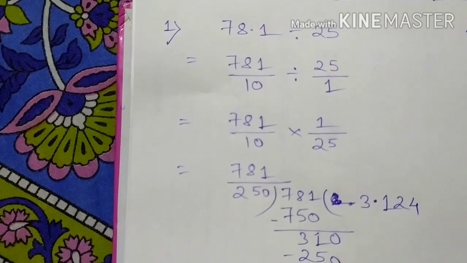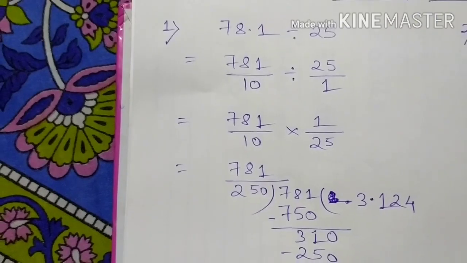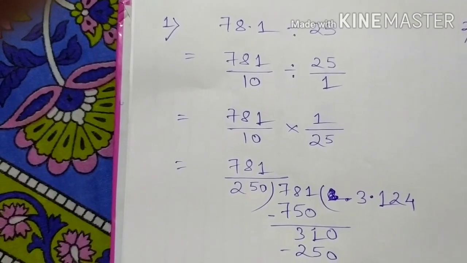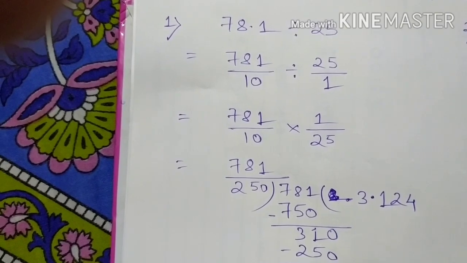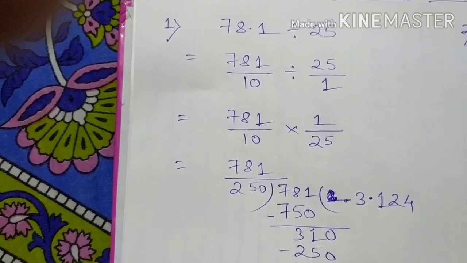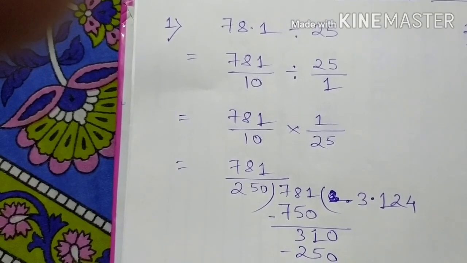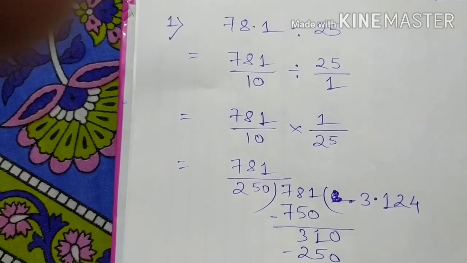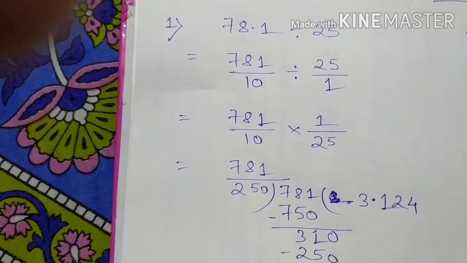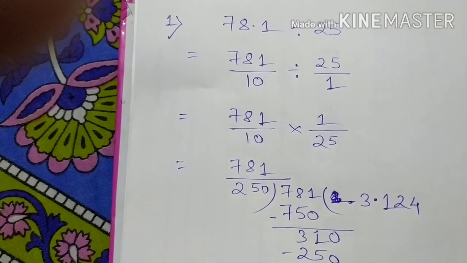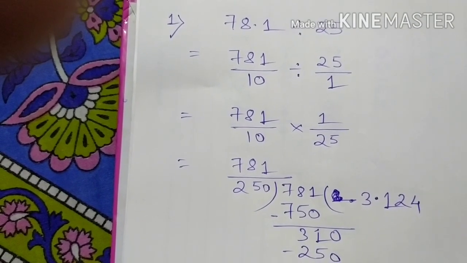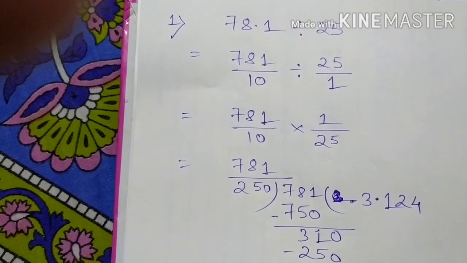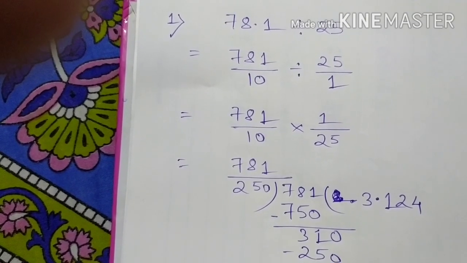So first, what I have written, 781 by 10. Why is it coming 10? Because you see after decimal there is only one digit. So it will be by 10. If after decimal there are two digits, so by 100, like that way. So 781 by 10 divided by 25 by 1. I already told that if there is nothing in the denominator, you can write down 1. So 781 by 10 divide 25 by 1.